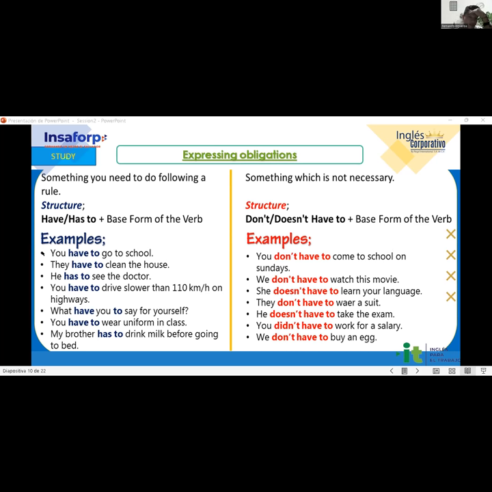You have to go to school. They have to clean the house. He has to see the doctor. You have to drive slower than 110 kilometers per hour on highways. Okay.